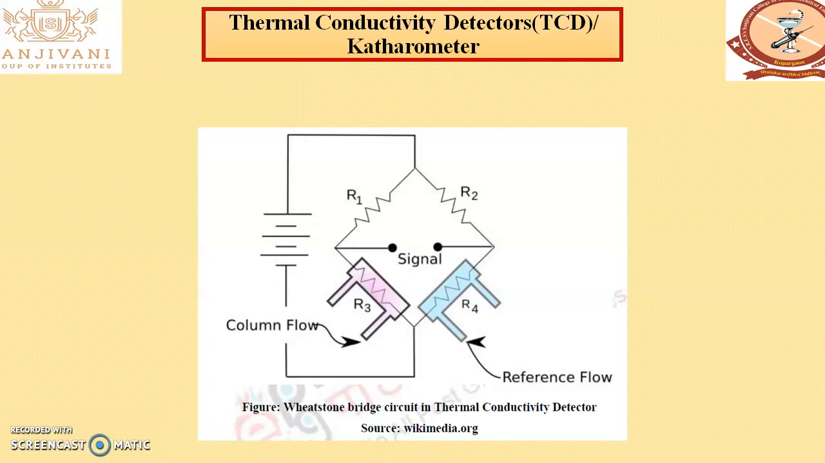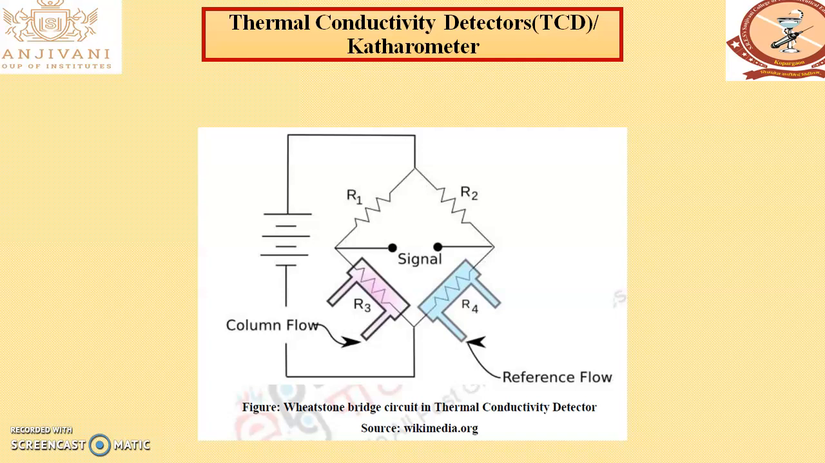So we have R3 and R4. These are the two cells. One represents the column flow, that is, anything coming out of the column moves towards the filament R3. The other is the reference flow, that is, the carrier gas, which before entering the column has another pathway, so it acts as a reference flow. R3 and R4 will be at the same temperature when nothing is coming out of the column.